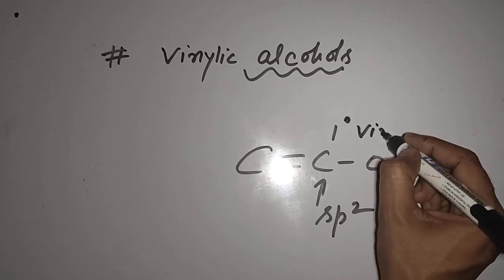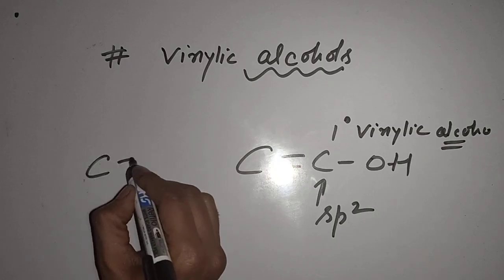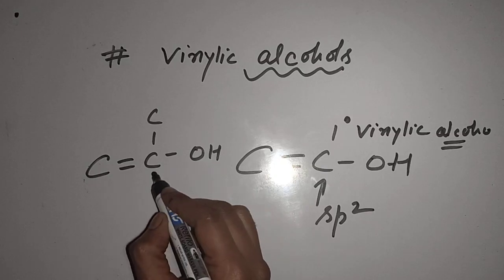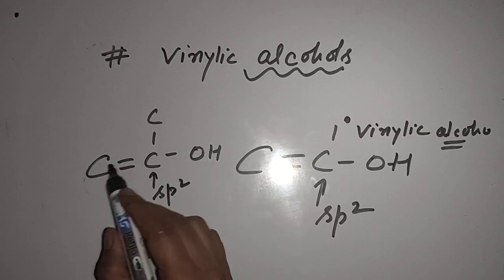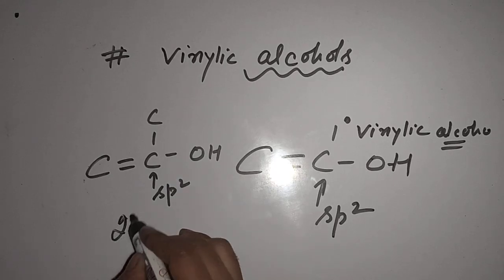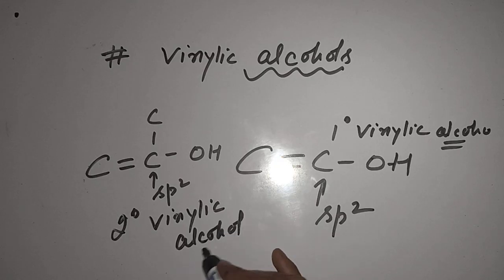1 degree vinylic alcohol. Similarly, we can have such a condition. OH is connected to an sp2 carbon, doubly bonded with this carbon and directly with this carbon. So what is the degree of this? 2 degree vinylic alcohol. So these are the categories we have: 1 degree, 2 degree, 3 degree alcohols, then allylic, benzylic and vinylic, and their further types.